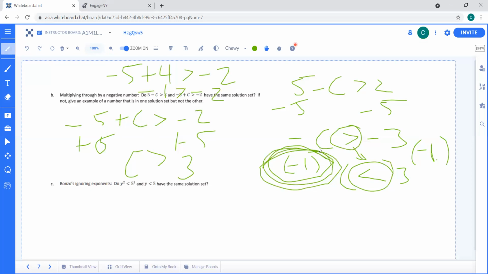Now, Bonzo, C, is ignoring exponents. Do y squared less than 5 squared and y less than 5 have the same solution? Well, if we were to solve this, we would square root and square root. y would be less than 5, and that would be plus or minus because it's the square root.